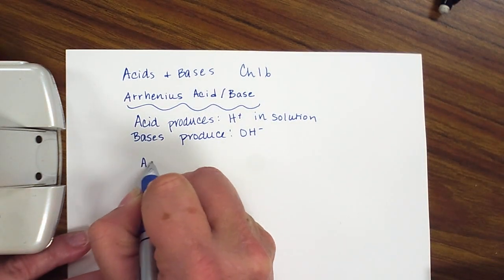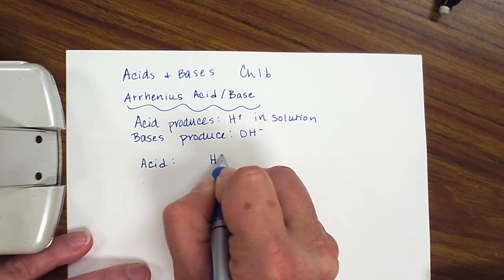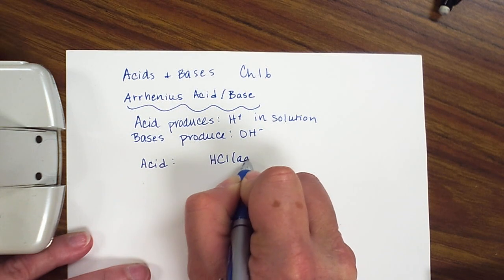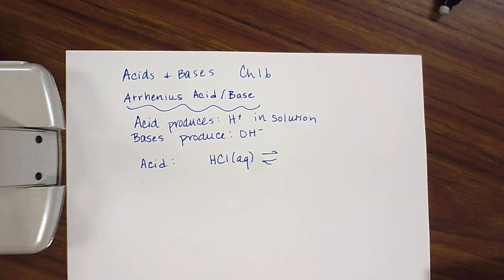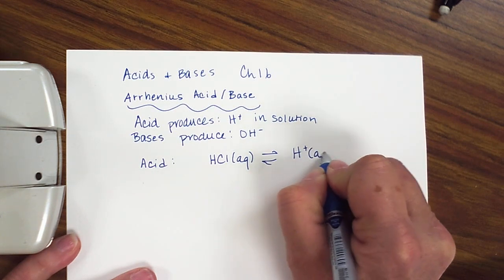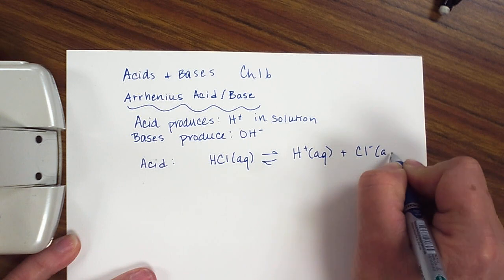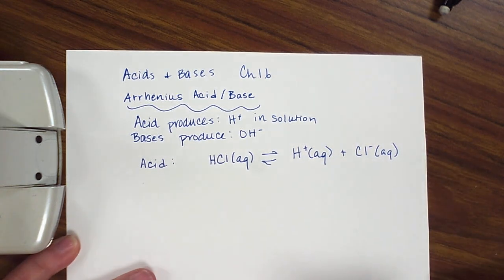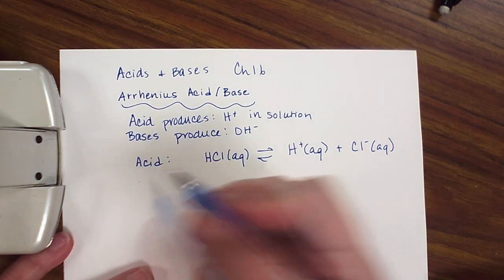So an acid, for example, would be HCl, aqueous. So the H plus is going to come off as an ion, which makes it aqueous because it's going to dissociate, plus the Cl minus. So this is going to be considered an Arrhenius acid because it produces hydrogen ions. There it is, really simple.